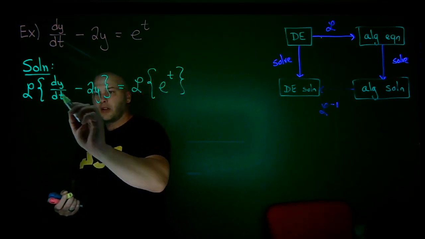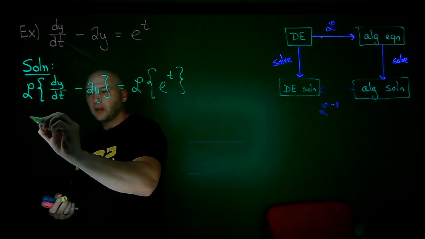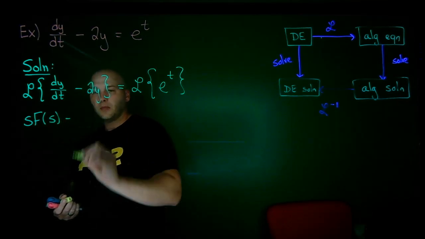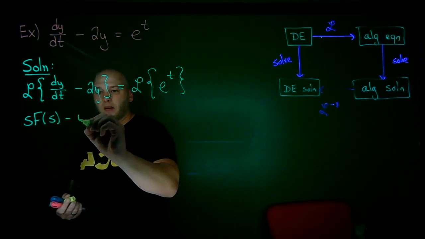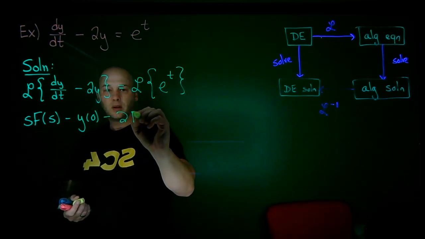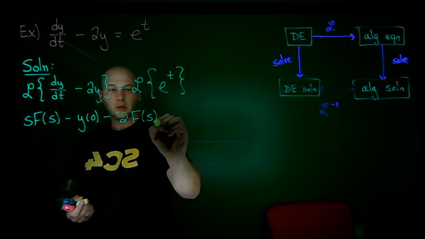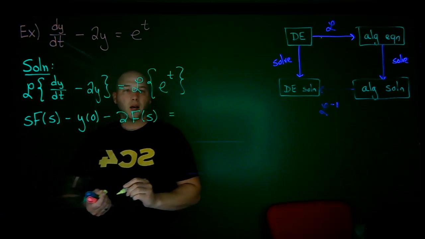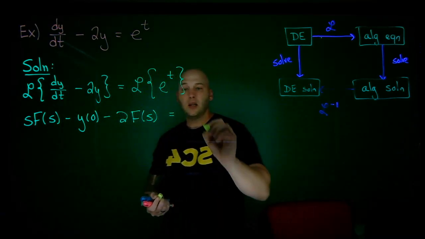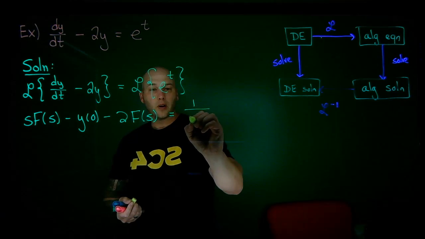The Laplace transform of the derivative is s F of s minus y of 0 minus 2 F of s. And on the other side of the equal sign, the Laplace transform of the exponential e to the t is 1 over s minus 1.